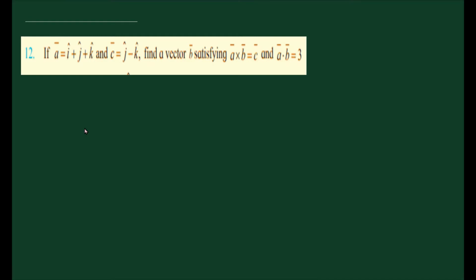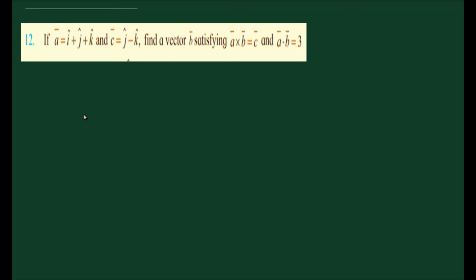In the 12th sum, if A bar is equal to I plus J plus K and C bar is equal to J minus K, then find a vector B satisfying A cross B is equal to C and A dot B is equal to 3. In the 12th sum, they have given A bar is equal to I plus J plus K and C bar is equal to J minus K. Find a vector B bar satisfying two conditions, that is A cross B is equal to C and A dot B is equal to 3. Both the conditions it has to satisfy.